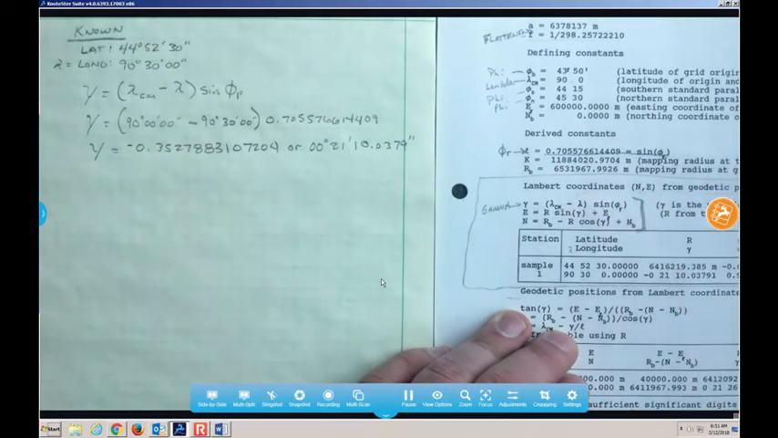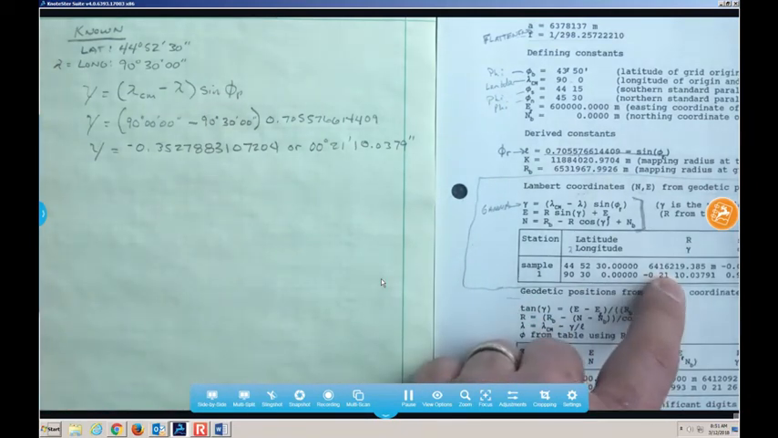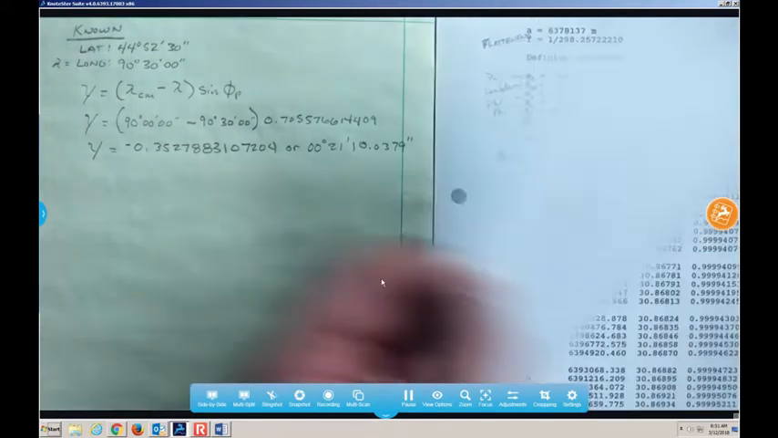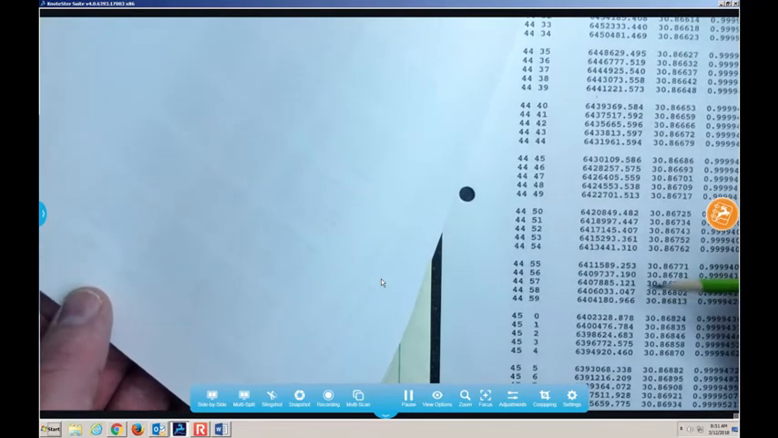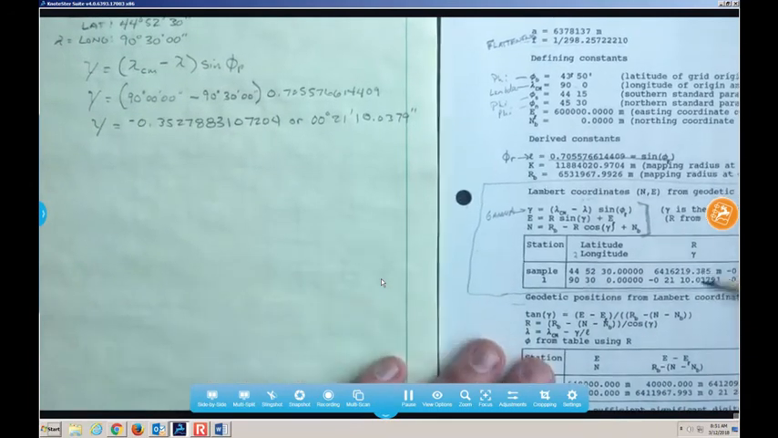Don't they give it to you down below? Yes, they did. They were nice and gave it to us. We could have went in the tables and found it. They gave it to us here. So we can find it in the tables also. In here, R. That's how you're going to have to do your calculations. You'll have to figure out R from here. But they give it to us here.